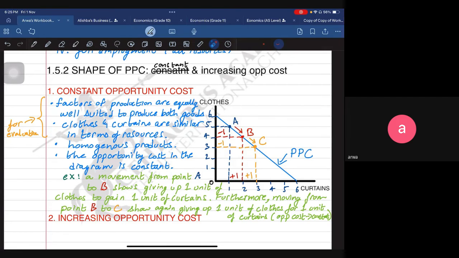So once you're done with this, then we'll move forward to increasing opportunity cost. Yes, sir, I'm done. Okay, one note that I'm going to write here.